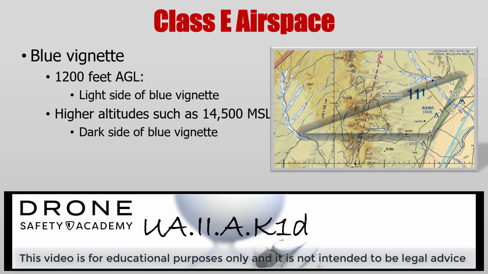The number of blue vignettes are fairly rare compared to magenta vignettes, and they start at 1200 feet AGL, that's the light side of the blue vignette, and extend to higher altitudes such as 14,500 feet MSL, that would be the dark side of the blue vignette.